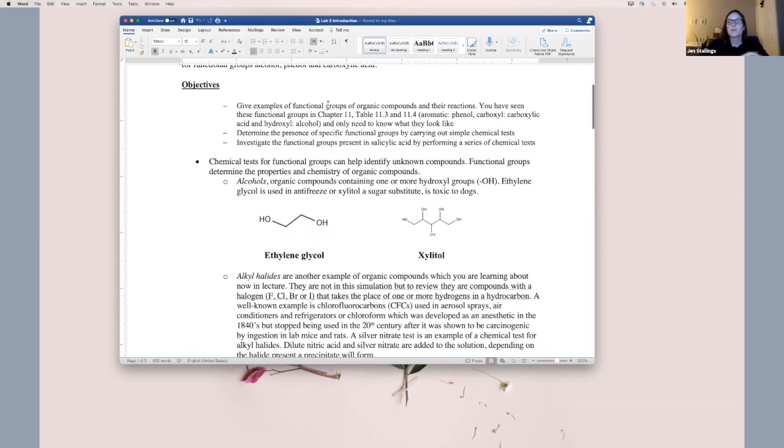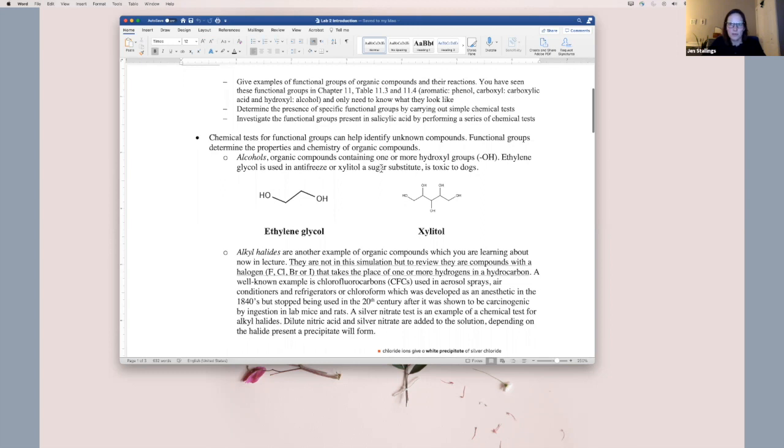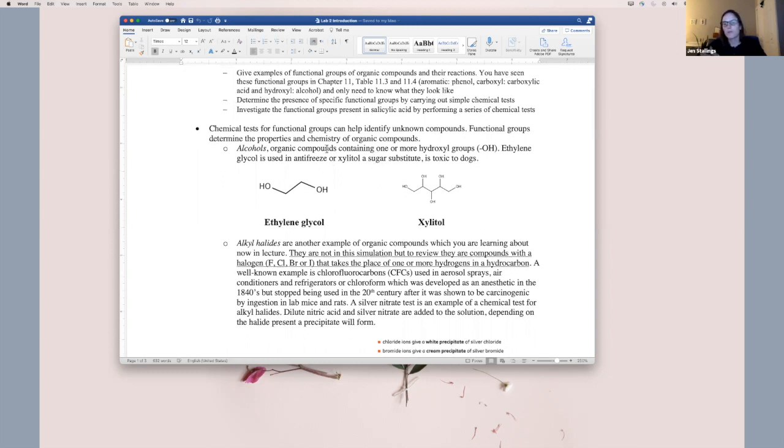So you'll perform 2 tests on the unknown compound to see if it contains salicylic acid, and you'll do that by running tests about their functional groups. So just a little explanation about chemical tests for functional groups. They identify unknown compounds. So if you're doing a chemical test for an alcohol, for example, if your unknown contains an alcohol group, then it'll give you a positive result.